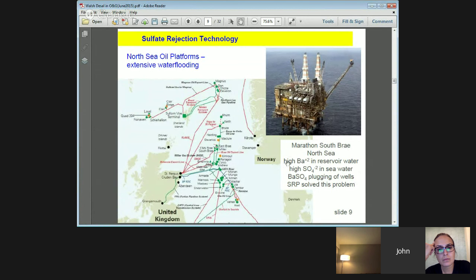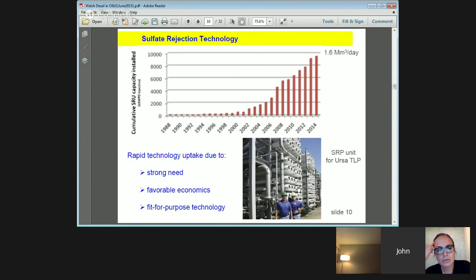So as I said, high barium from reservoir water and high sulfate created barium sulfate plugging in the wells, and that led to the development of sulfate rejection plants to solve this problem. And then this shows the development curve and implementation curve throughout the industry. Today, about 1.6 million meter cube of seawater is desalinated using sulfate rejection membranes.